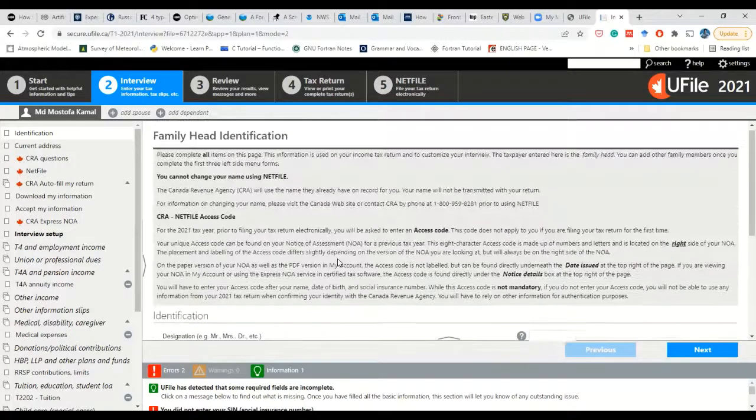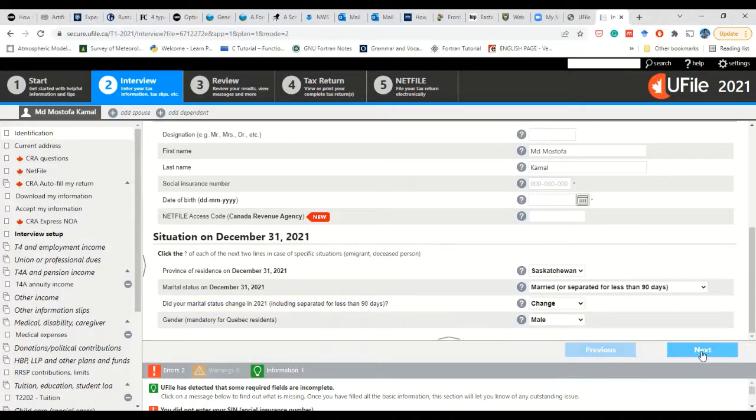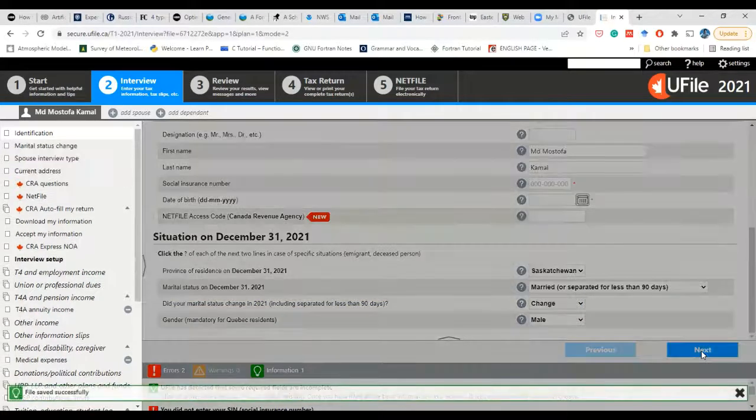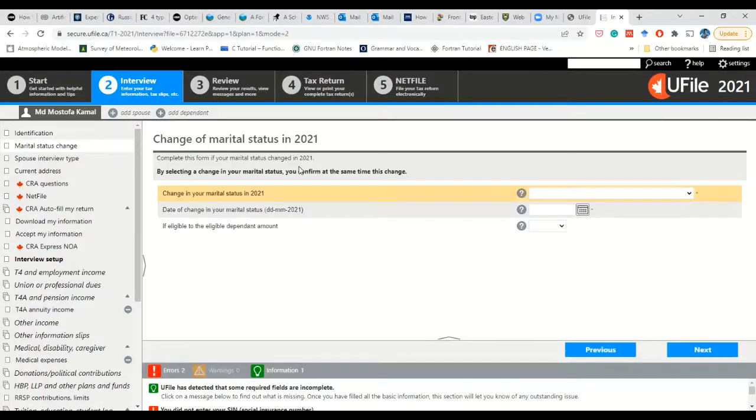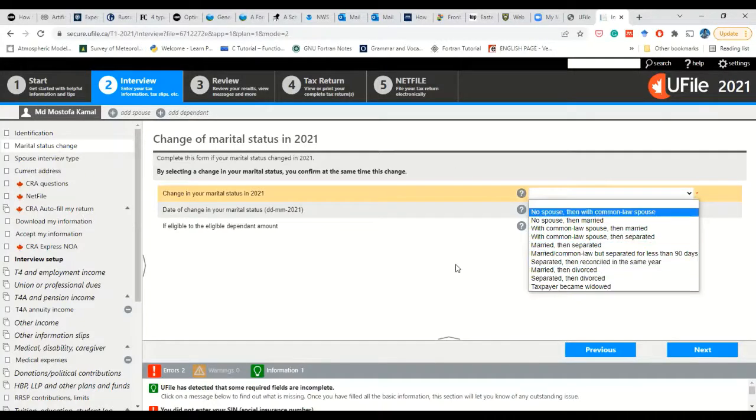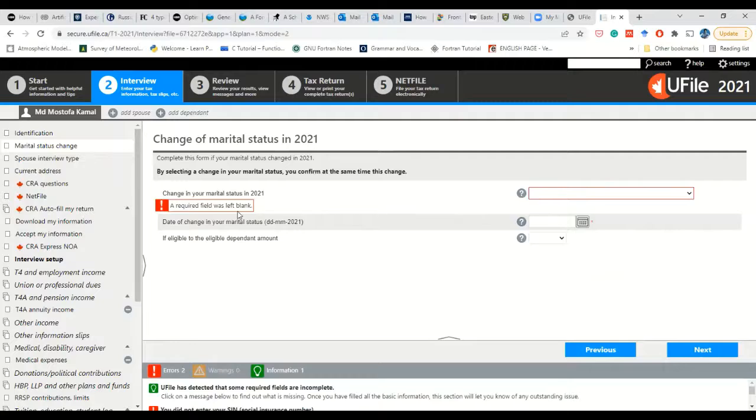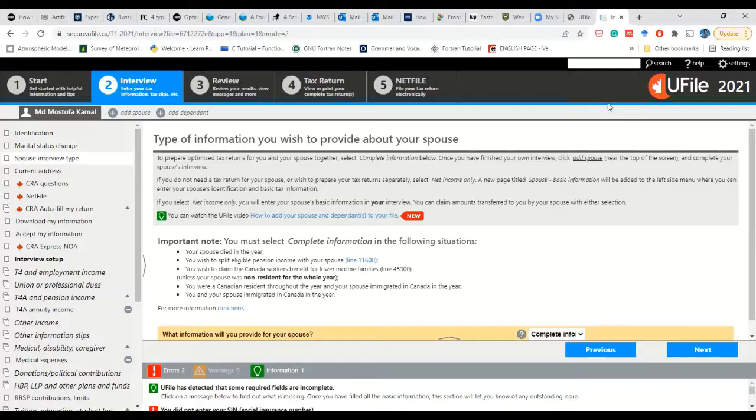So this personal information page is done, and here you just click next. So here, as I said, change. This will ask you if your marital status changed last year, then you have to provide the information: when did your marital status change, which month you got married. So you're married, and these are the information you need to provide. It is very simple. Then go next.